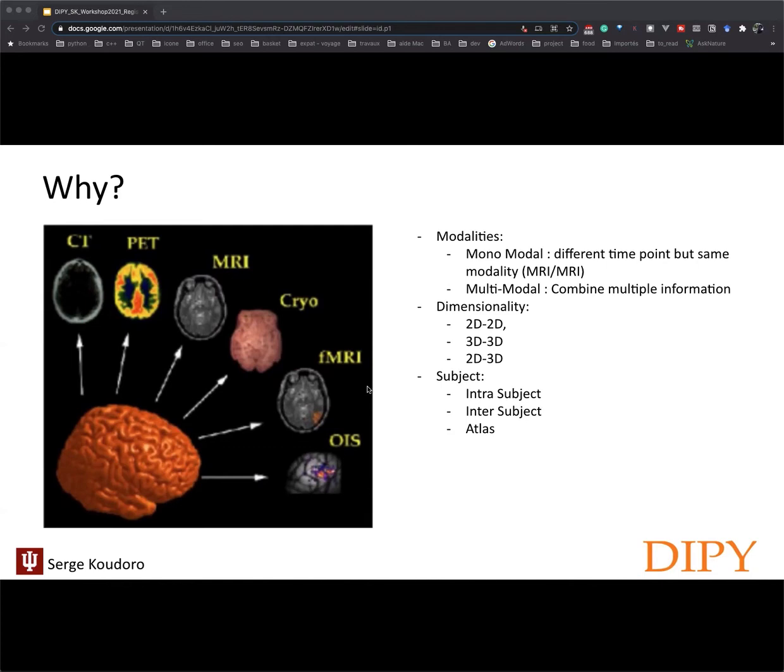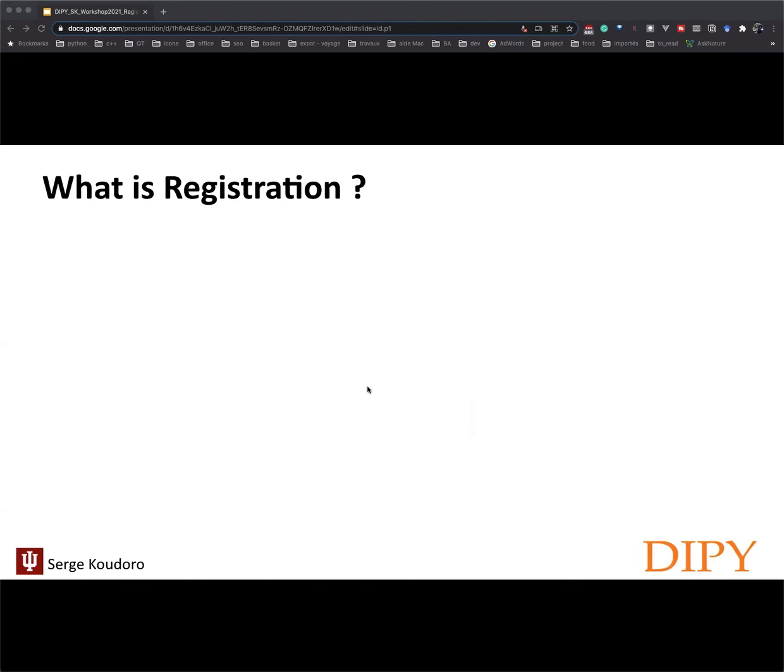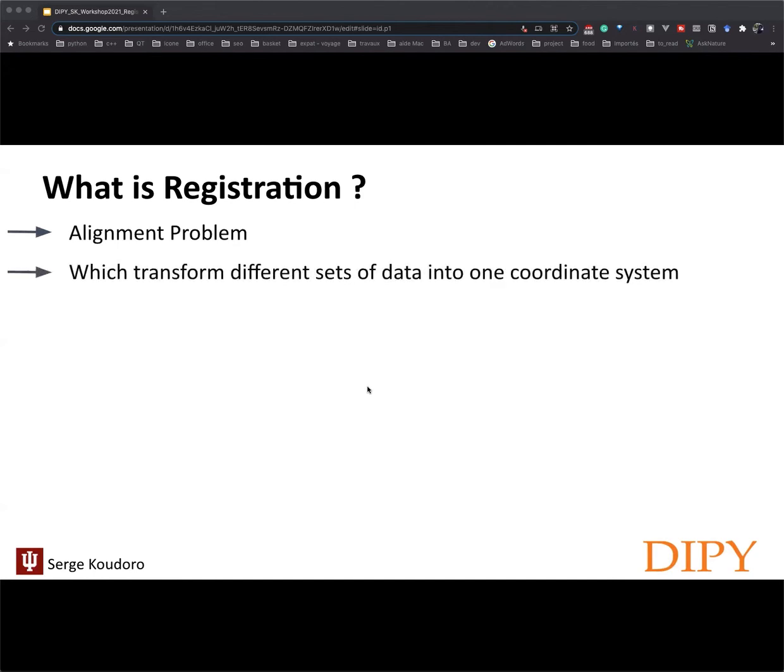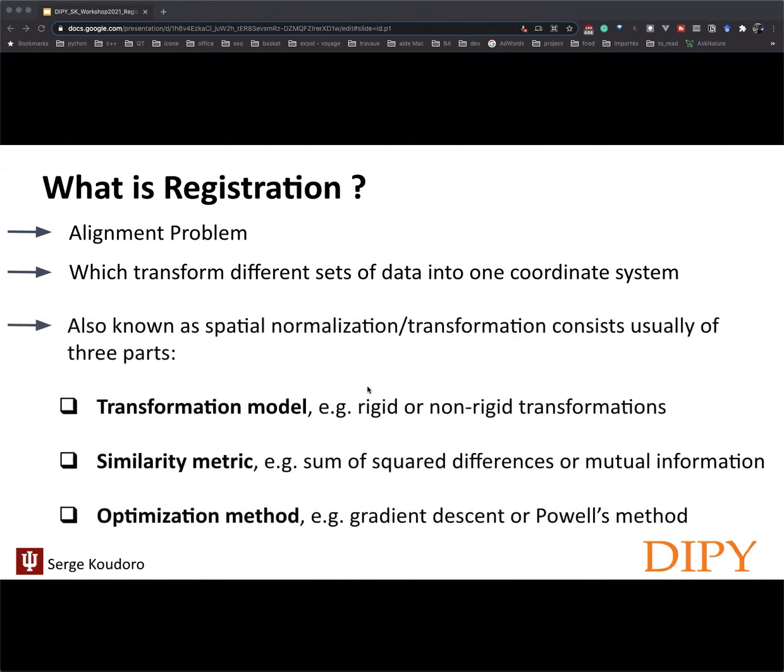So this brings us to the question, what is registration? In the end, registration is just an alignment problem. This alignment problem is making a transformation of a set of data into one coordinate system. The coordinate system that we want is a grid coordinate system. And for performing this spatial normalization, we usually need 3 steps: the transformation model, the similarity metric, and the optimization method.